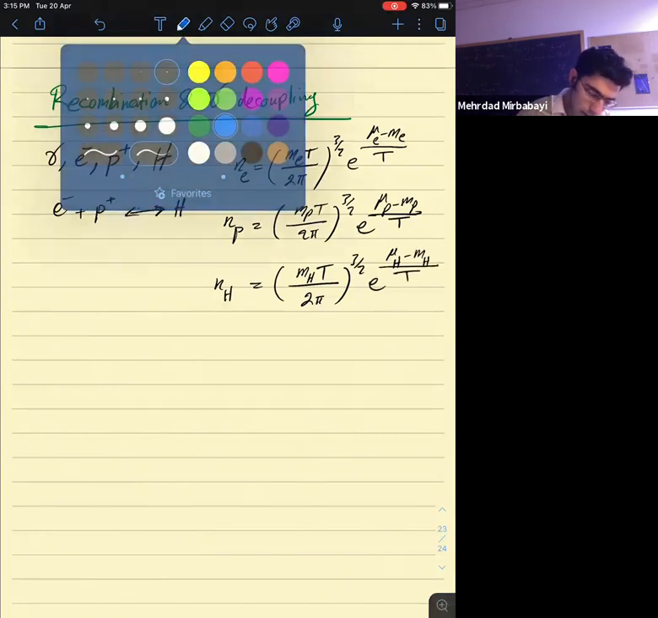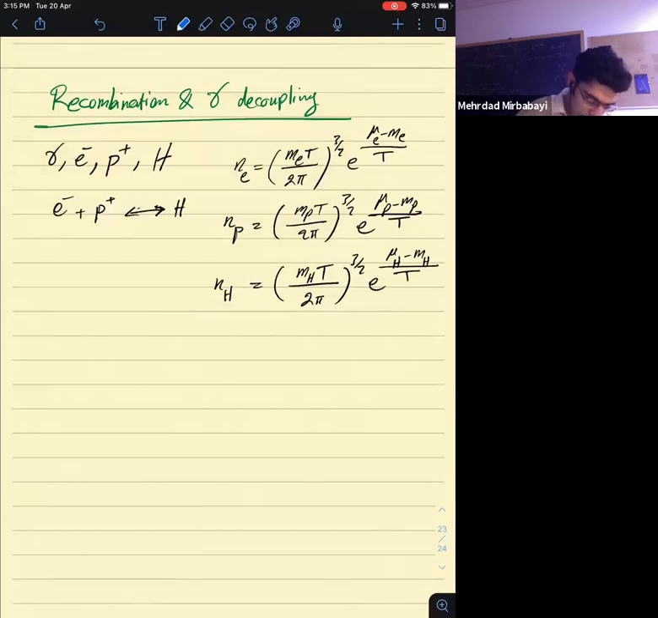And since we are in equilibrium, then we should have mu_e plus mu_p equal to mu_H. So now, what is maintaining this equilibrium? First of all, the interactions between photons and electrons. So this is the process which is called Thomson, gamma e.